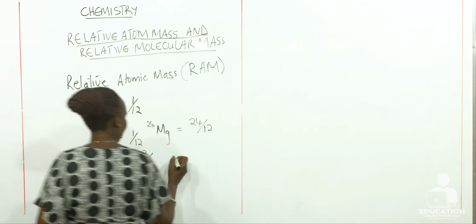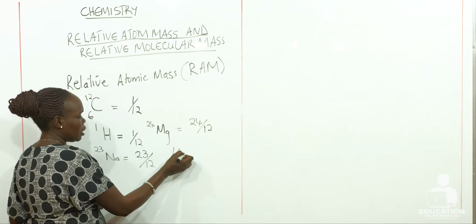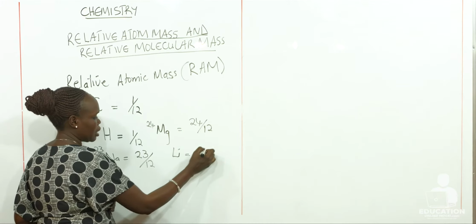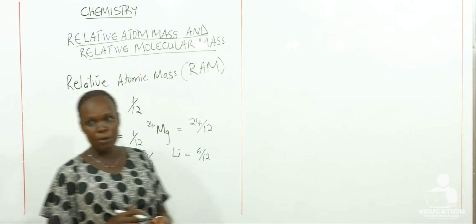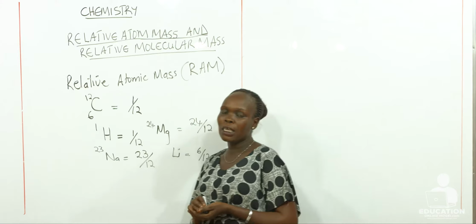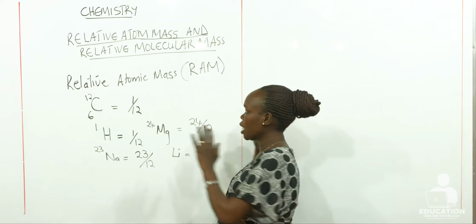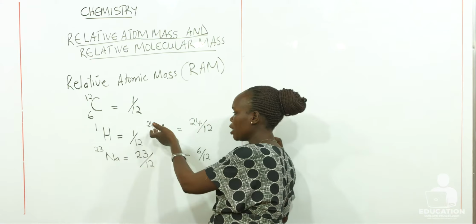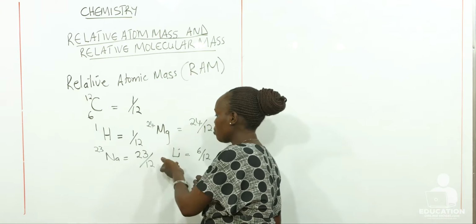We can have another element like lithium. Lithium here with the mass number 6, so we shall say that it is 6 over 12, so it is lighter than carbon. So here we are relating these atomic mass numbers to that of carbon, and we say that this is the relative atomic mass of carbon, relative atomic mass of hydrogen, relative atomic mass of magnesium, relative atomic mass of sodium, and that of nitrogen, which is 6.